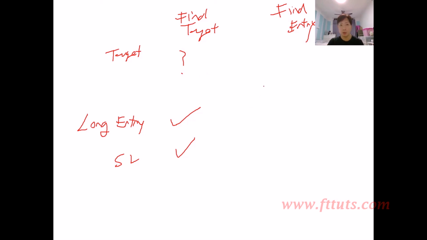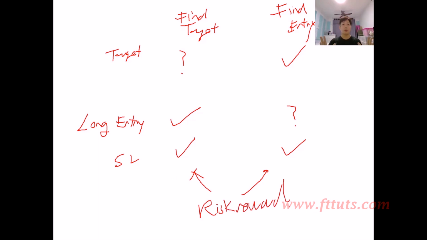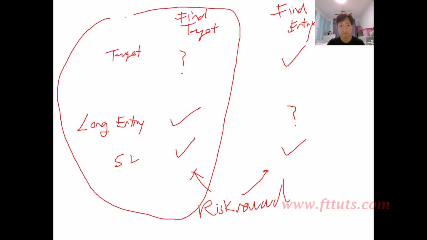There are times when you have your target and your stop loss, and you're going to find your entry. Both are based on the risk reward. Depending on the risk reward, you can configure your trade setup according to which variable you have. In the Excel sheet, there are two sections, find target and find entry. But most of the time you're going to use the find target section, so now we're going to focus just on the find target section.